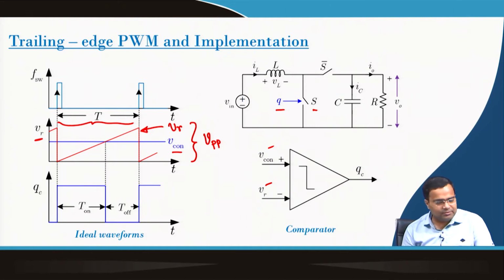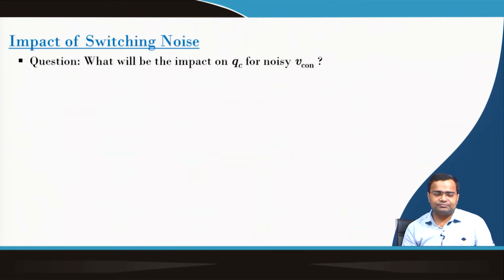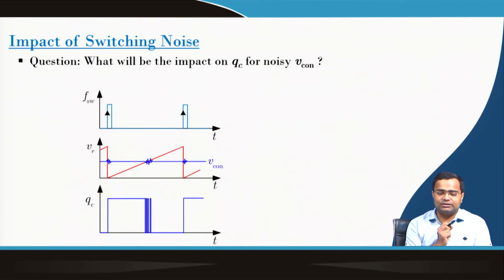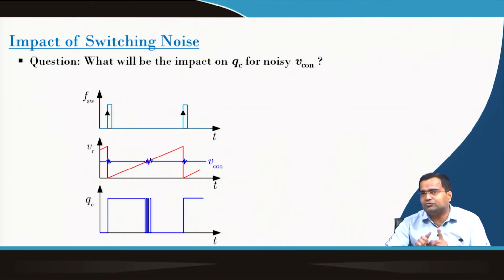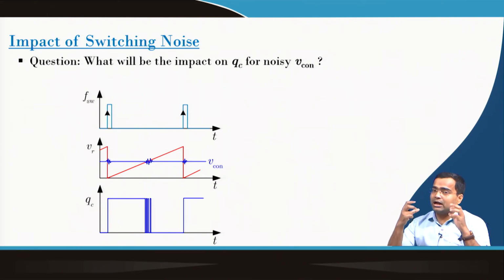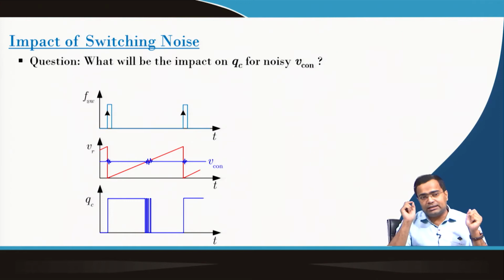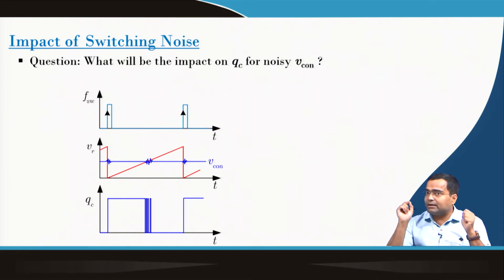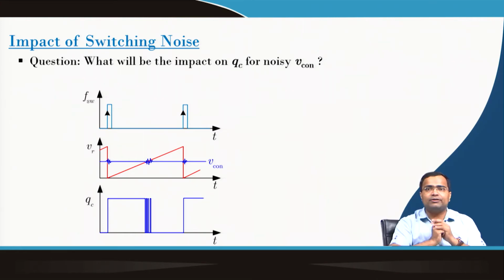Is it so simple? Okay. What will happen if suppose we inject some noise into the control voltage? You can ask me how, because this control voltage is not actually a constant voltage. When you do closed loop feedback control, this control voltage comes as the output of the controller, and in the output of the controller there can be switching noise, because it is a switching converter.